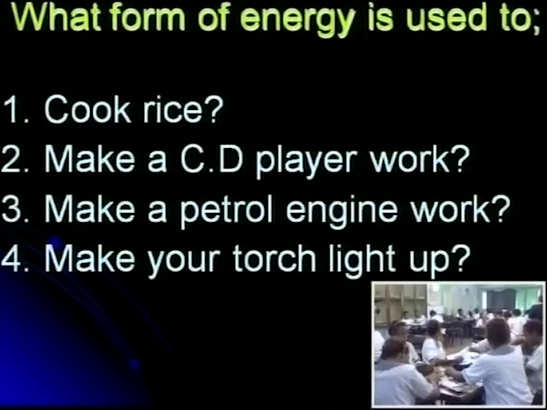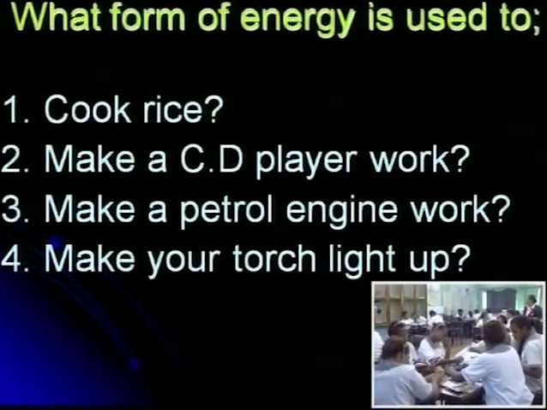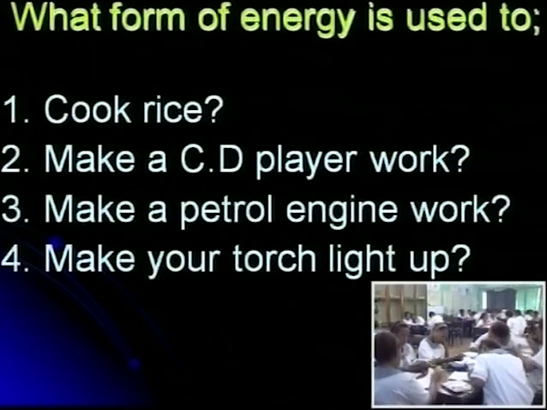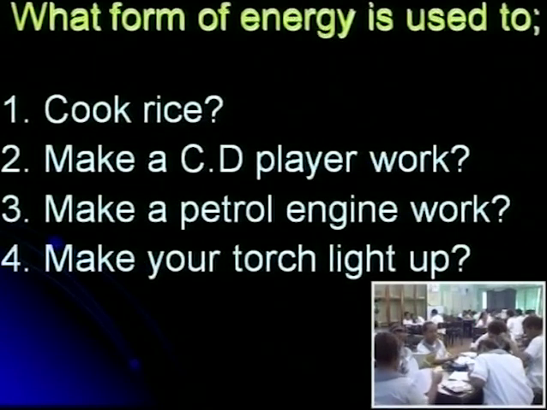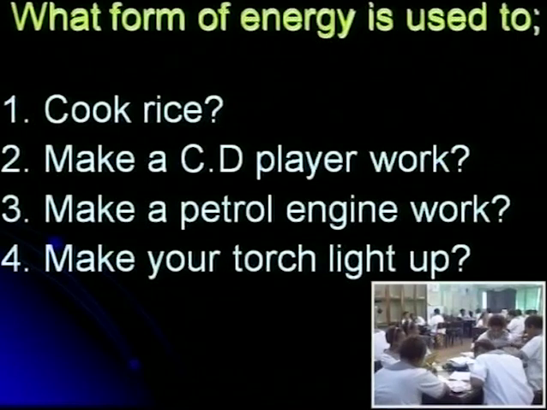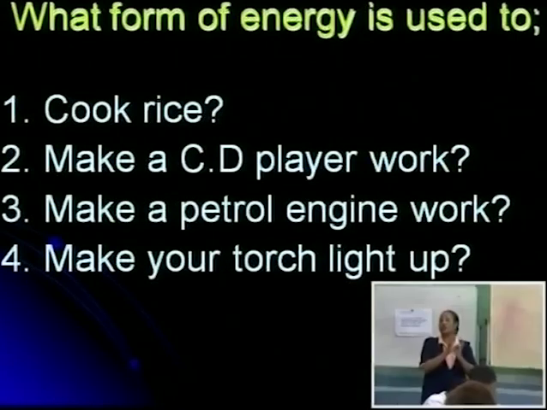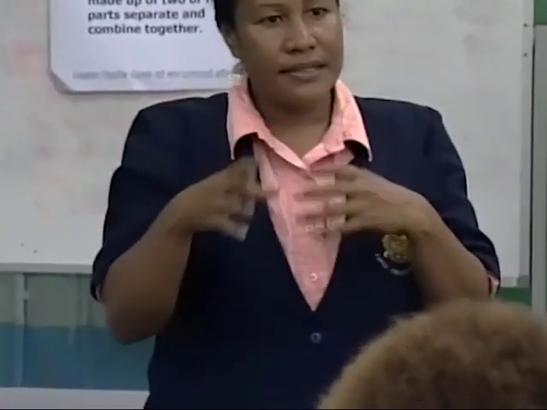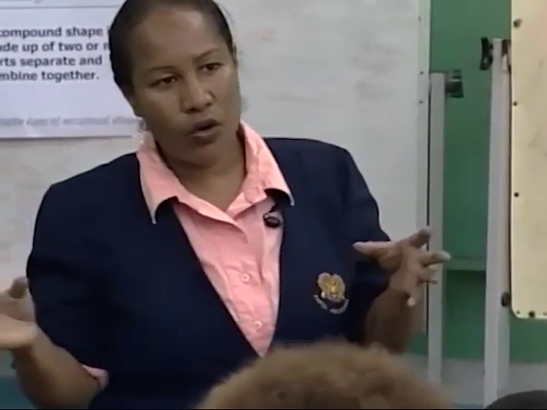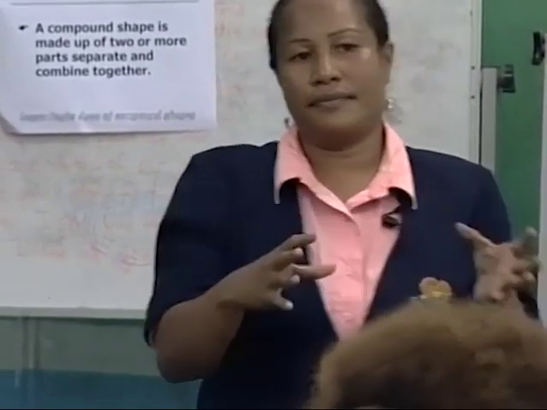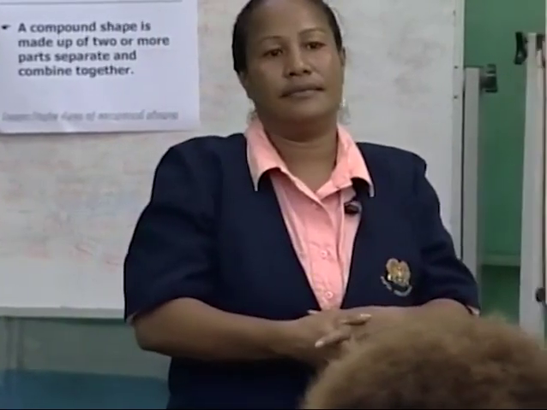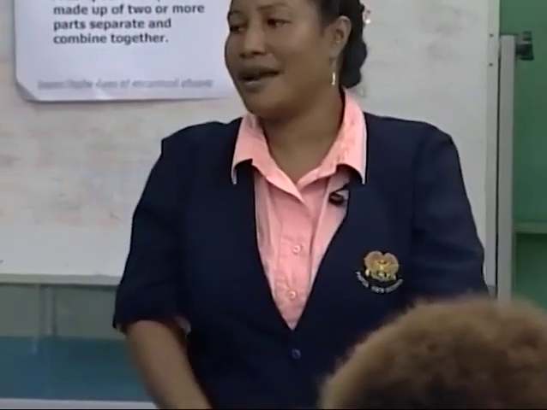Okay, we talked about sources in our last lessons. From those sources, we are now coming to the forms of energy. What is used to cook the rice? Or what is the source of energy to cook the rice? From that source, something is used to cook the rice. That source now changes to another form of energy to cook the rice.